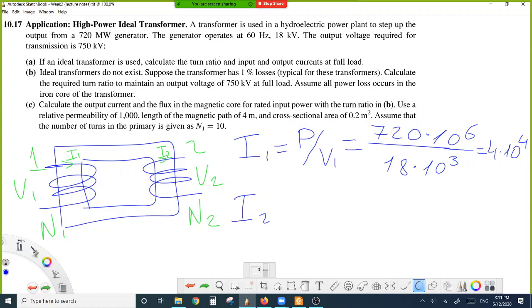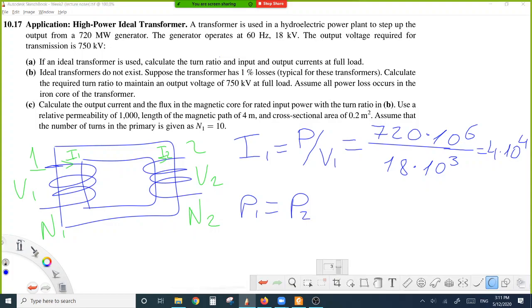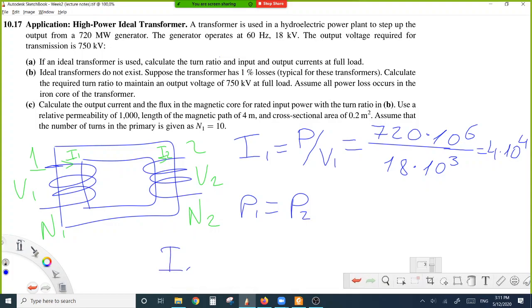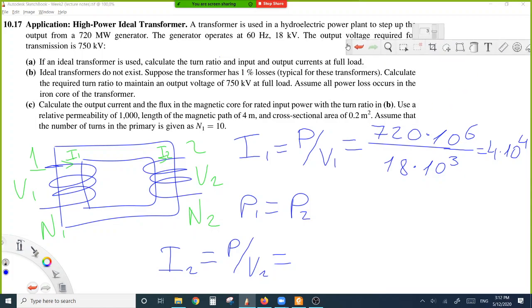Okay, look. For the ideal transformer, the power transmitted doesn't change. P1 is equal to P2 for an ideal transformer. So the I2 will be P over V2. Yes? Did you understand this? Yeah, I understand.